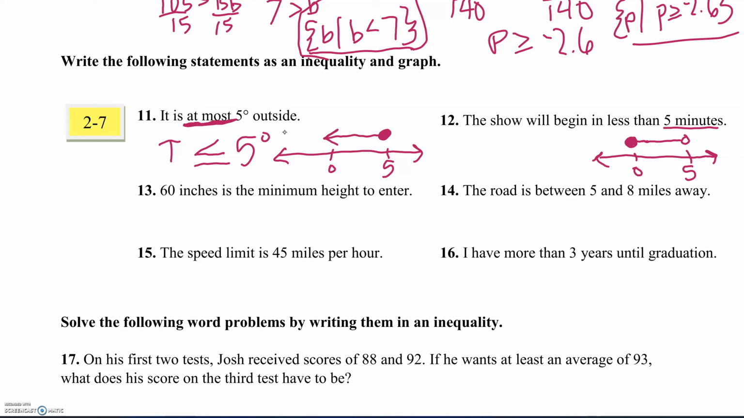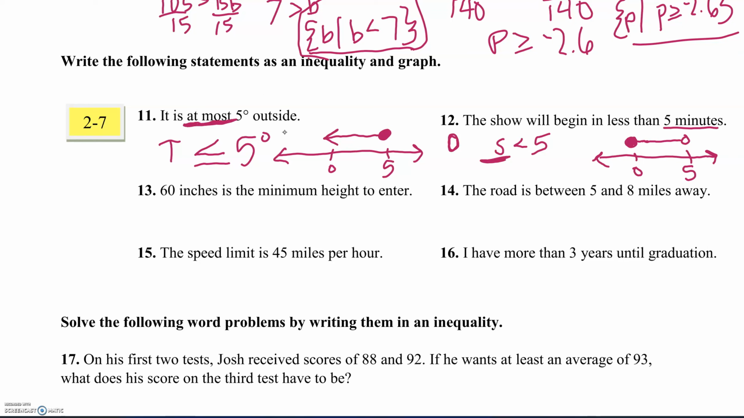How would we write that in an inequality? So I'm going to put S for show, put B for beginning, or however you want to write it. The show will begin in less than 5 minutes. So I know that this is less than 5 minutes. But I also want to stop it at 0. So this is a compound inequality where we have a situation where the variable is happening between two numbers.